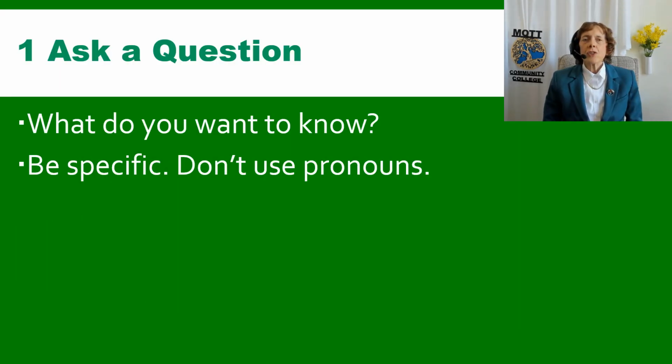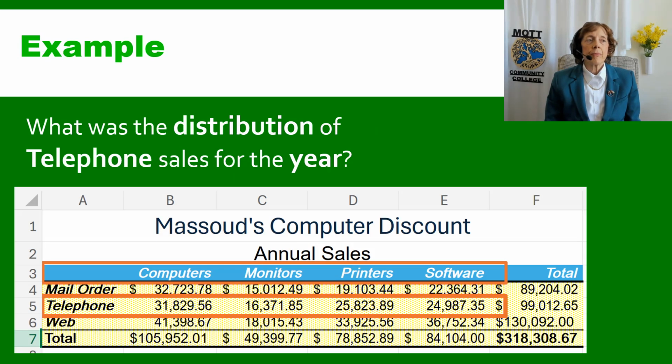The first question is going to be, when you look at this spreadsheet, you have to ask a question about it. The way to figure out how to make a chart is to ask a question. What do you want to know? And you have to be specific, and I want you to use nouns, not pronouns. Here's an example. My question is, what was the distribution of telephone sales for last year?